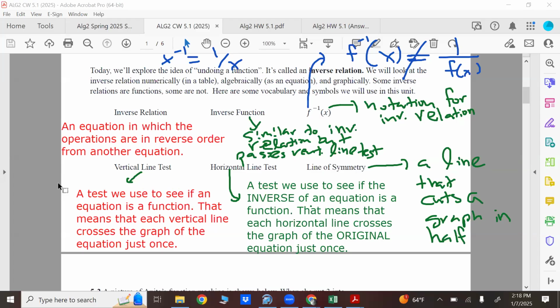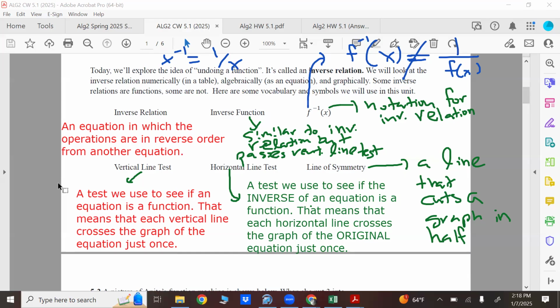So again, an inverse relation is when you have an equation in which operations like addition, subtraction, division, multiplication, or even roots or exponents are written in reverse order from another equation. An inverse function is a relation that will pass a vertical line test. The vertical line test is something we use to see if we have a function; the vertical lines have to touch the graph once. For the horizontal line test, you still apply it to the original function, but if horizontal lines each cross once, it means its inverse will also be a function.